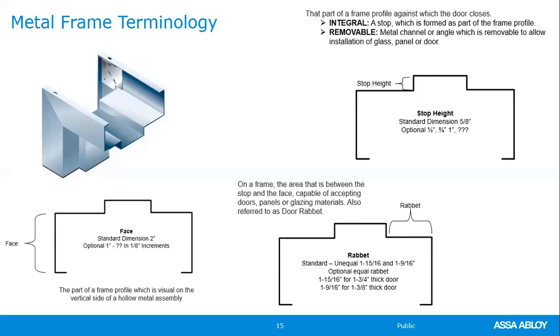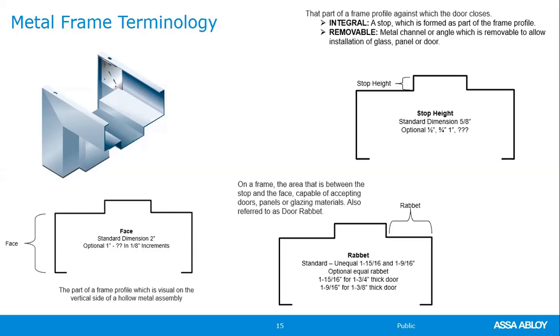Integral stop is what you see in that detail there. It is part of the frame itself. Removable would be a stop that is applied to the frame rabbet where you're going to house glass in. So that stop needs to be up against the glass to help hold it in place. At the bottom right, you'll see rabbet terminology. This is part of the frame where we cut in for the hinges and for the strike.